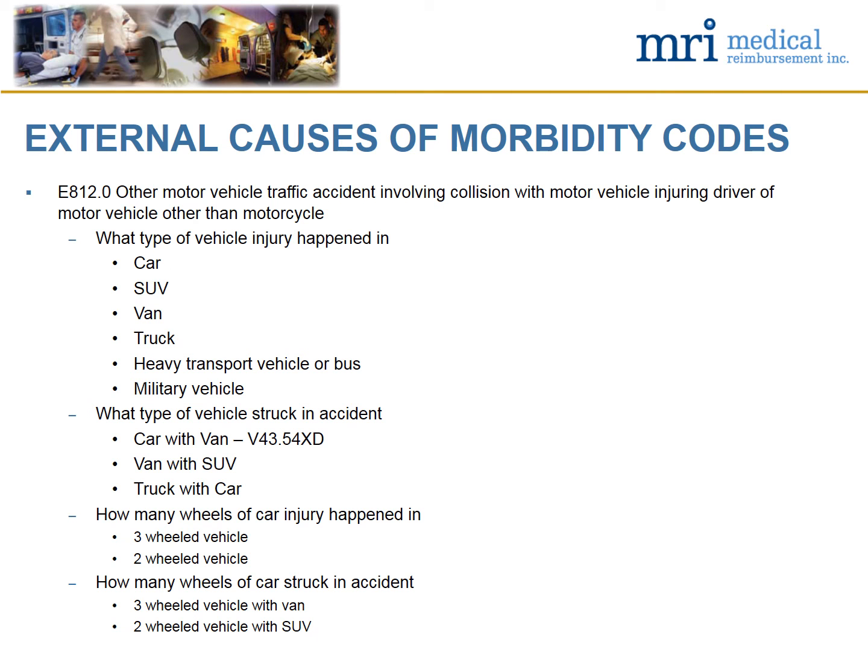External cause codes are very different compared to ICD-9 because they get a lot more detailed. As you can see, if a patient is in a motor vehicle accident, they want to know what type of vehicle. Was it a car, an SUV, a truck, a van, and then what type of car did you hit? So they want to know the specific type of motor vehicle or the type of vehicle that you were in.